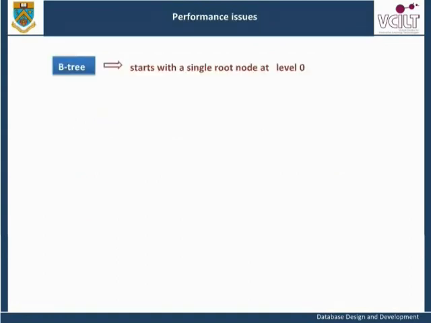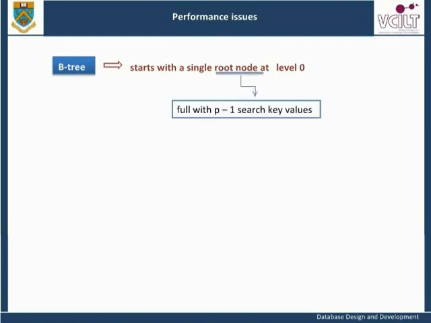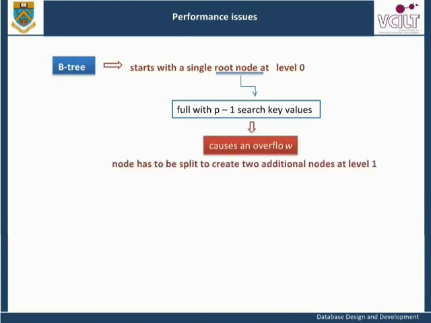A B-tree starts with a single root node at level 0. Once the root node is full with p-1 search key values, an insertion will cause an overflow, and the node has to be split to create 2 additional nodes at level 1, that is, a new level is created. Only the middle key value is kept in the root node, and the rest of the key values are redistributed evenly between the 2 new nodes.